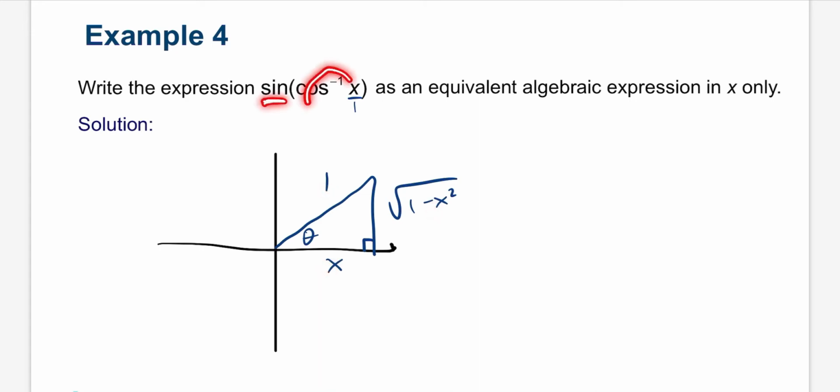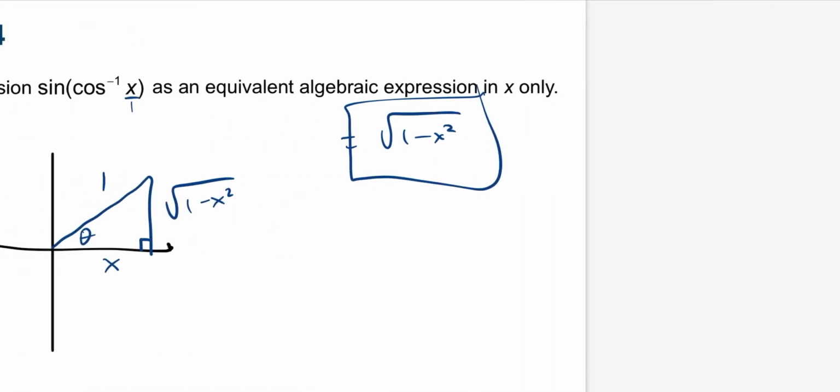And now we want the sine of the angle. I'm calling the angle theta. So the sine would be opposite over hypotenuse. So our final answer would be opposite over hypotenuse over 1, which you don't have to write the over 1 part. So this would be our final answer.